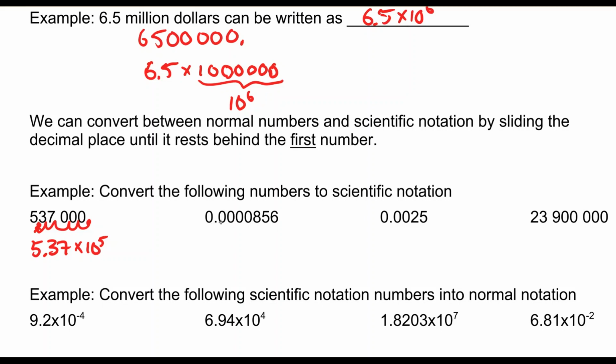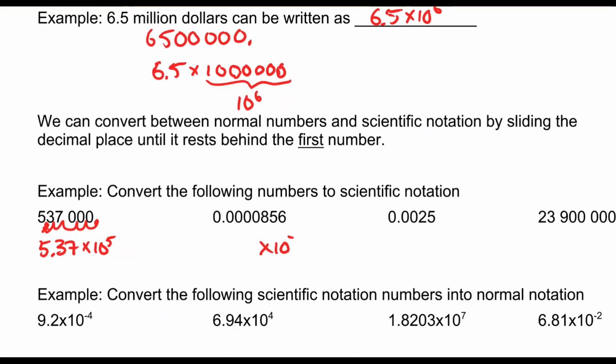Here, this new number, 0.0000856, is less than 1. It's smaller than 1. So we're going to write this as times 10 to the negative exponent, indicating that the value is smaller than 1. So we're going to move the decimal all the way over until it rests between the 8 and the 5. It has to go just after the very first non-zero digit. So we're going to move it 1, 2, 3, 4, 5. So it's going to be 8.56 times 10 to the negative 5.